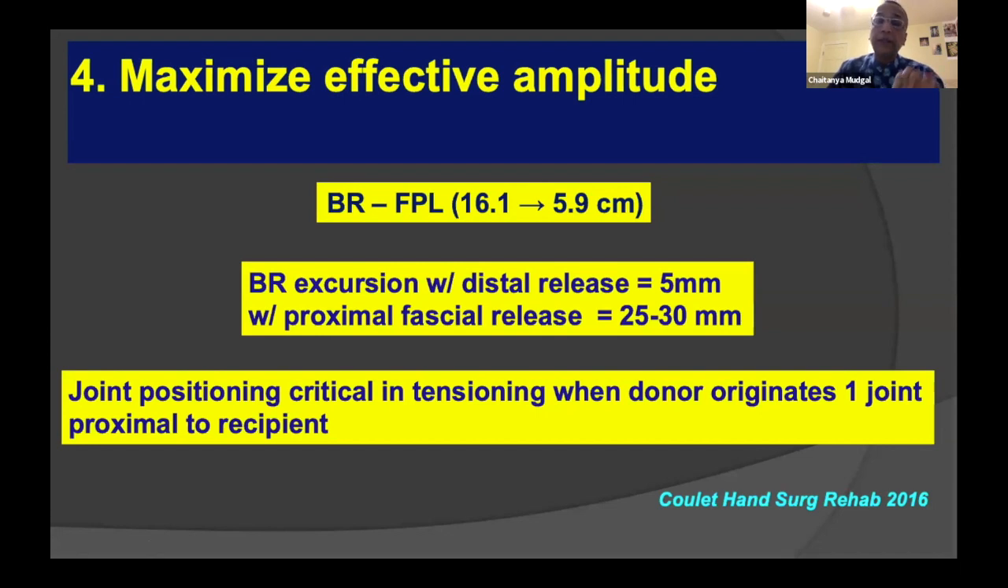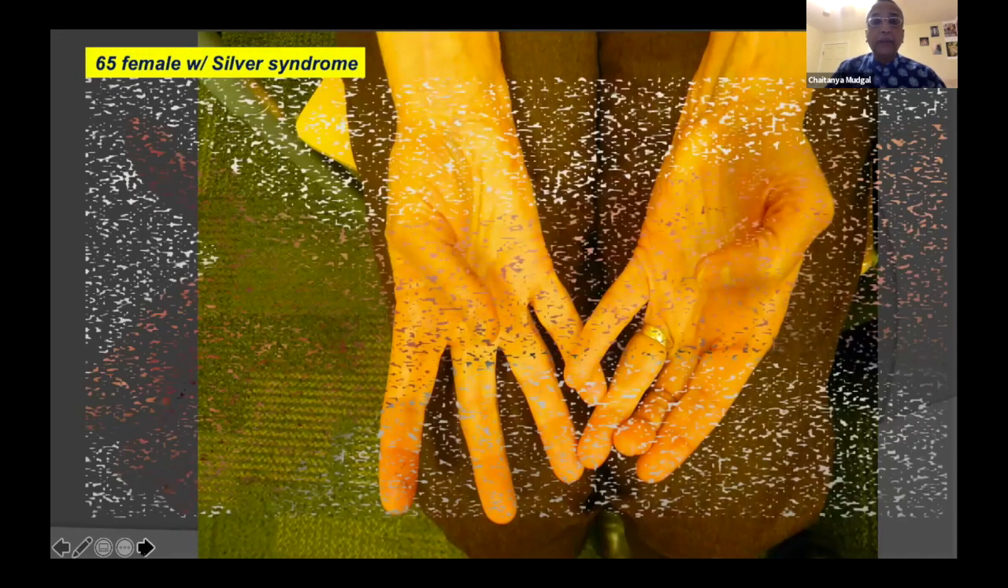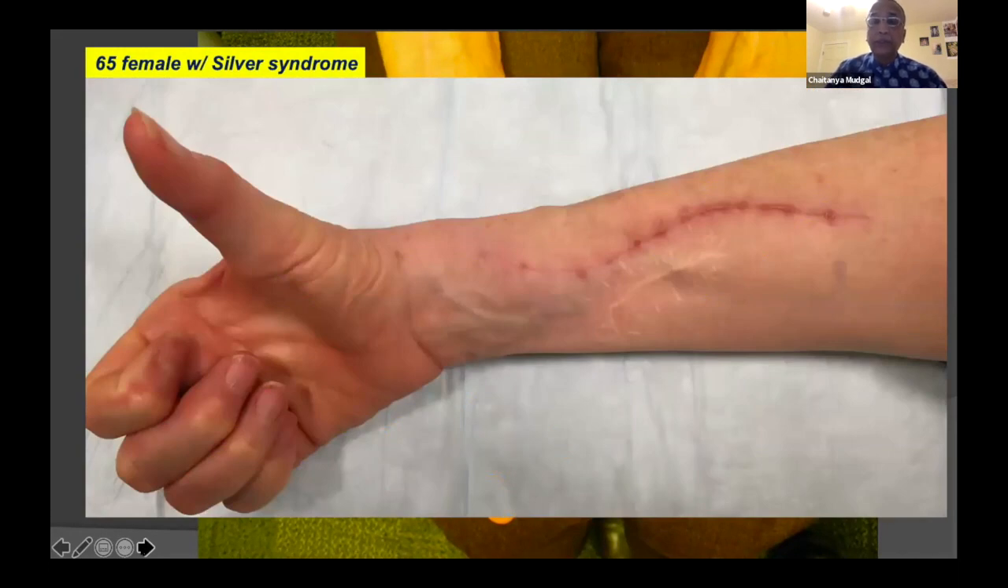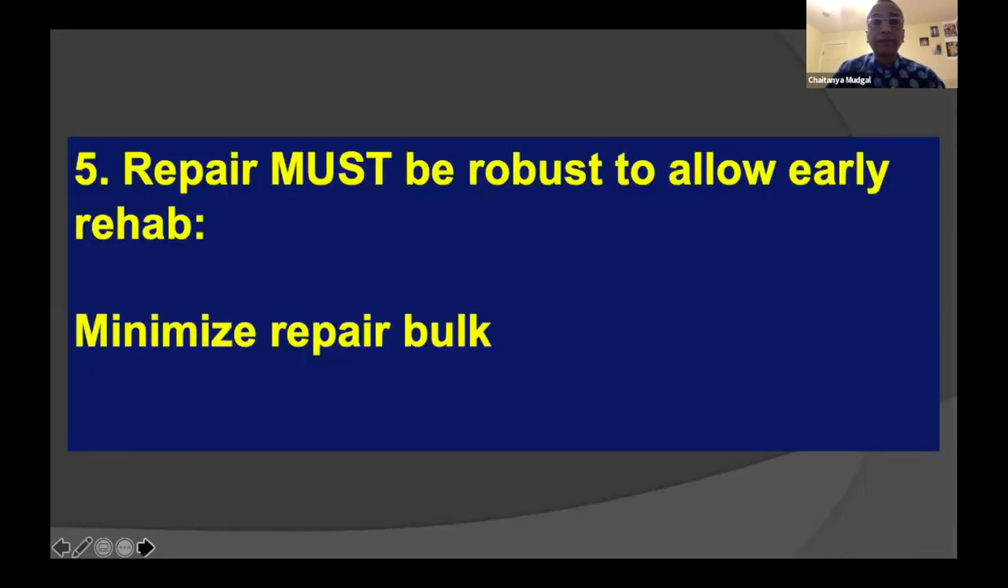In addition, in a muscle tendon unit which crosses two joints, it is really critical in tensioning when you position the proximal joint also into flexion. Now here's someone with Silver syndrome, and you can see the right thumb is unable to flex like the left. So in that patient, it was a simple transfer using the brachioradialis to FPL, using the principles that I just defined, and giving a very effective FPL function.